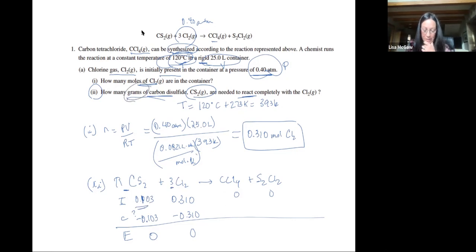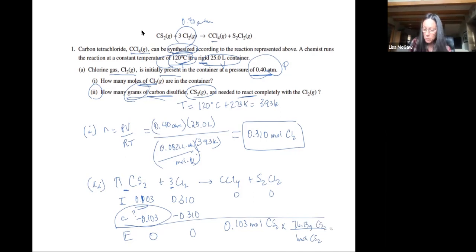They want grams. Well, the cool thing is when you find this number of moles, you can always convert it to anything that you want it to be. So if it's going to take 0.103 moles of CS2, I just need to multiply that by the molar mass of CS2, which comes out to be like 76.13 grams of CS2.